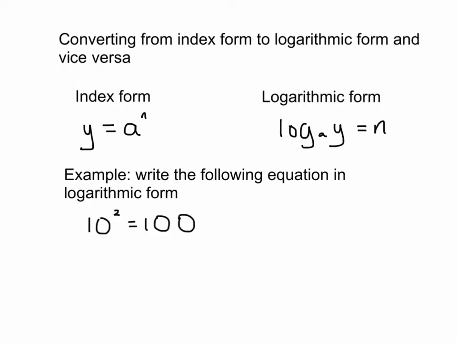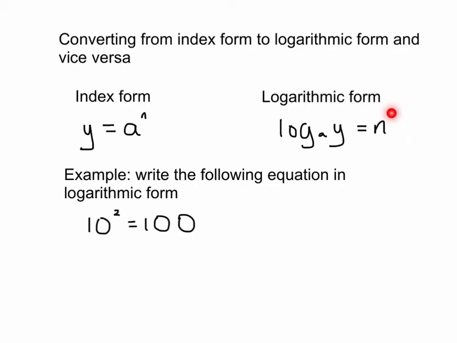Alright, so to convert from index form to logarithmic form, and vice versa, I see it as a bit of a football game. So if we start at this side, to convert it to log form, you move that a across as a base, which drops the n downwards, giving you log to the base a of y equals n. Now if you want to go backwards, you have to kick the a across over here, which means that n gets moved up as a power.